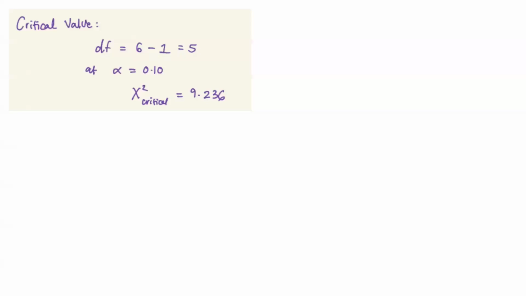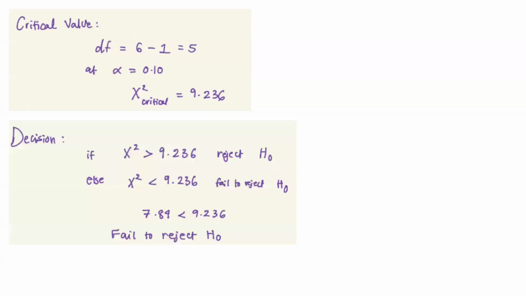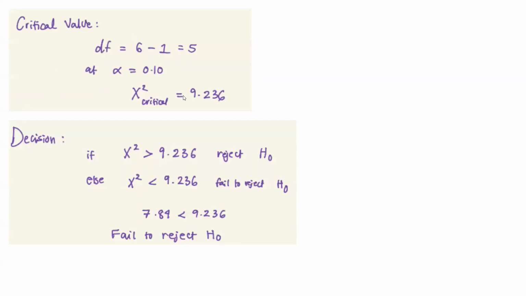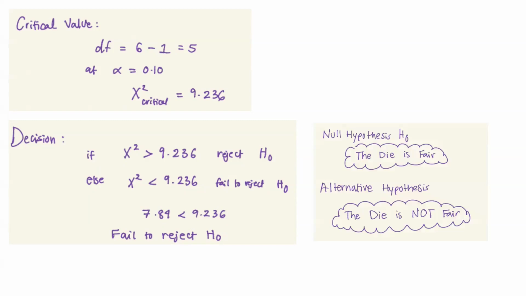Now, how can we make our decision with this information? Using the chi-square test statistic that we found earlier and our critical value, we compare them to see whether we can reject or fail to reject our null hypothesis. If our chi-square test statistic is greater than our critical value, we can reject the null. However, if it isn't, that means we fail to reject the null. In our scenario, we got 7.84 for our chi-square test statistic, and that is indeed less than 9.236. That means we fail to reject our null. So again, just a reminder, that means we fail to reject the fact that the die is fair.